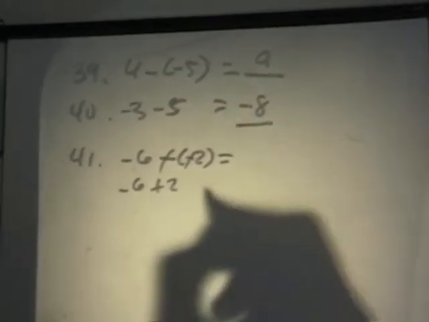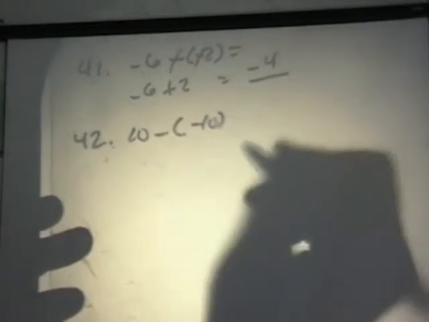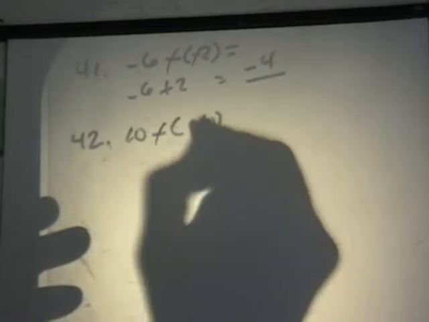Very simple. Okay, let's go to number 41. We have negative 6 minus a negative 2. Well, what happens with that? That's plus plus. So that's a negative 6 plus 2. So what's the answer? A negative 4. Very good. Let's go to number 42. Number 42, we have 10 minus a negative 10. Well, that's also what? We have a subtract sign and a negative sign side by side. Just go plus plus. That is 10 plus 10. The answer is 20.